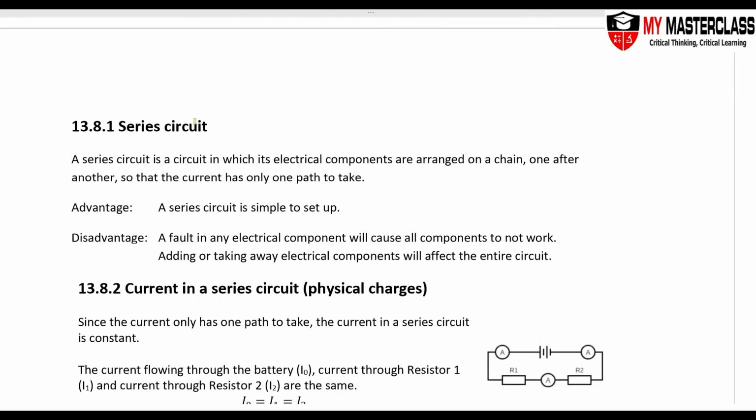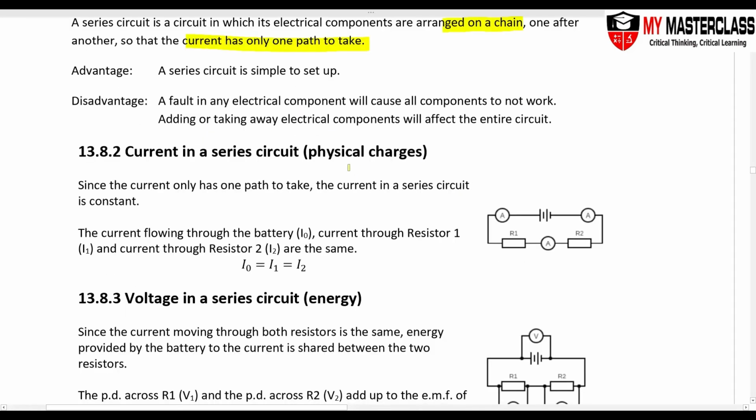Okay, next, more on series circuits. A series circuit is one where there is no branching and the components are all arranged in a chain one after the other. So current only has one path it can take. So current in a series circuit is the same. Why? Because there is only one path to take.